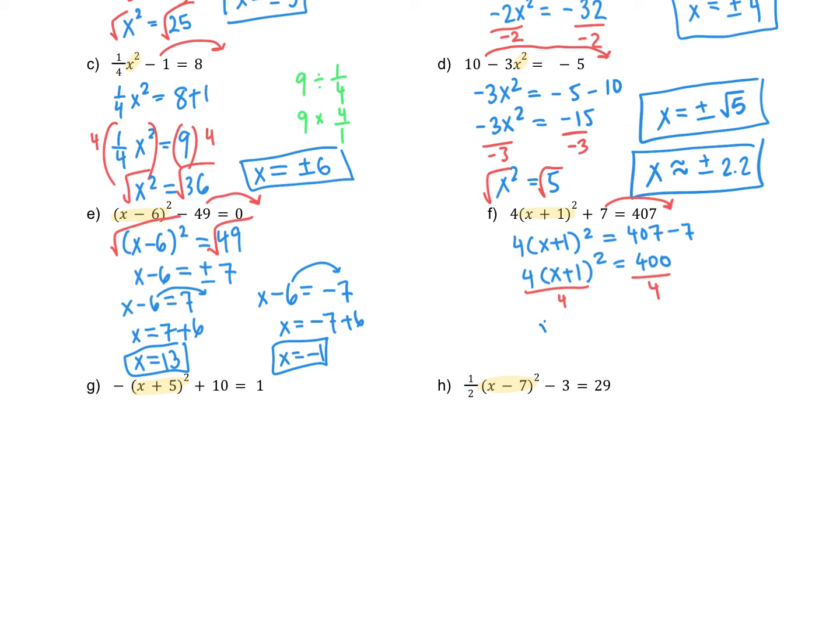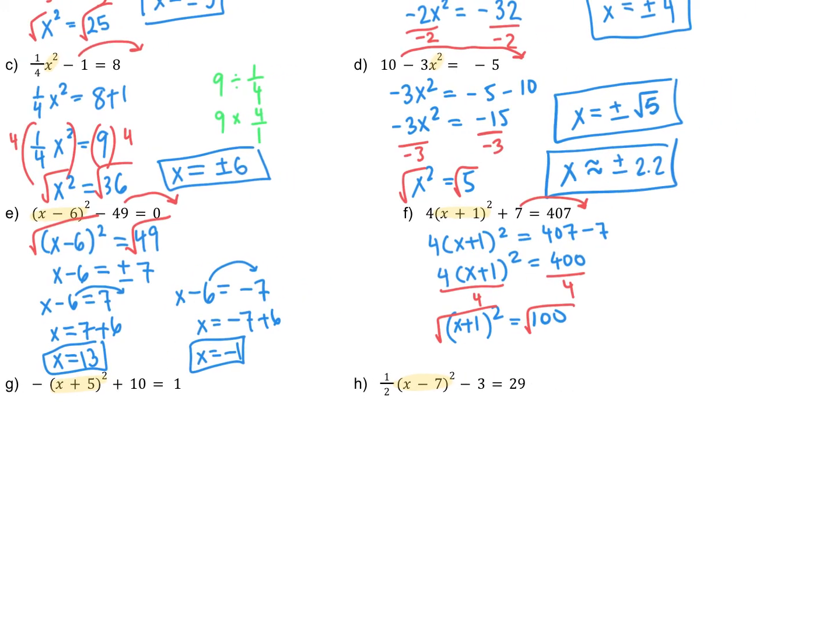So we're left with x plus 1 all squared equals 100. Now we're left with our bracket to the power of 2. Now we can actually square root both sides. And I'm just going to write my 2 equations right away. X plus 1 equals, the square root of 100 is 10, or x plus 1 equals negative 10.